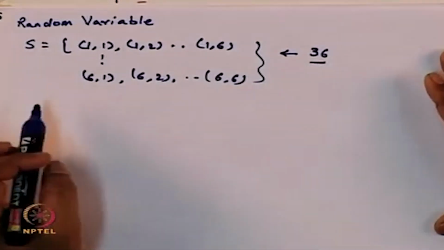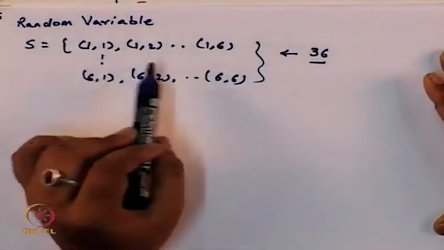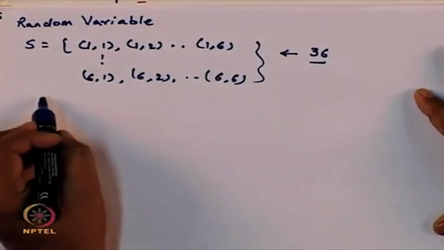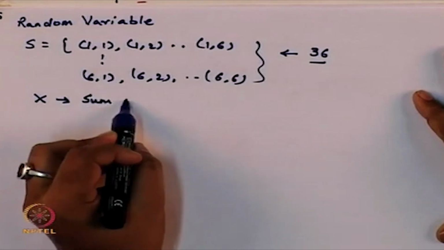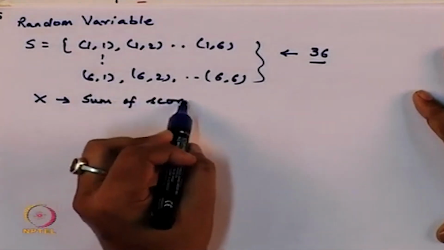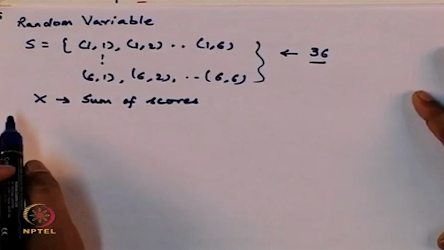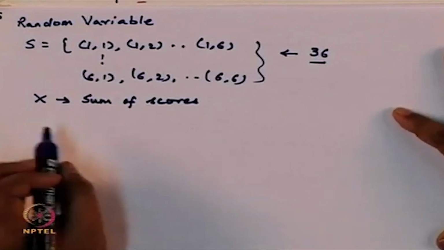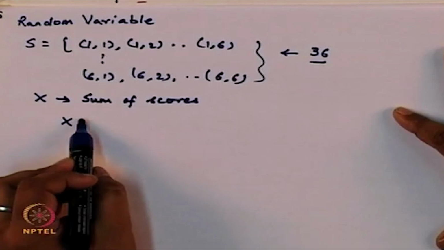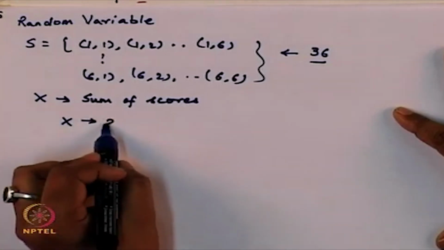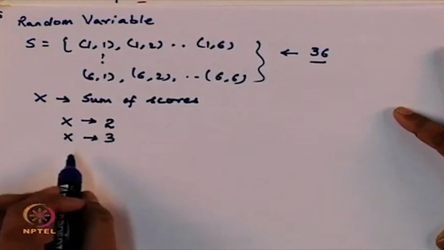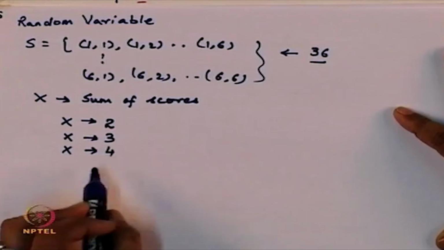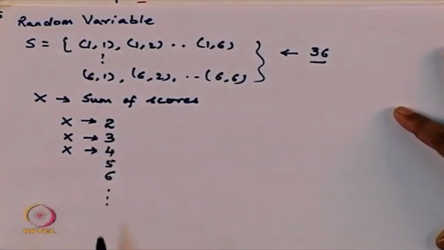Okay. But instead of being interested in just this combination alone, let us say I can decide a variable x, which is the sum of scores. If that was possible, then what are the values of x which are possible? X can be equal to minimum value of 2, I can have 3, I can have 4, 5, 6, up to a maximum value of 12.